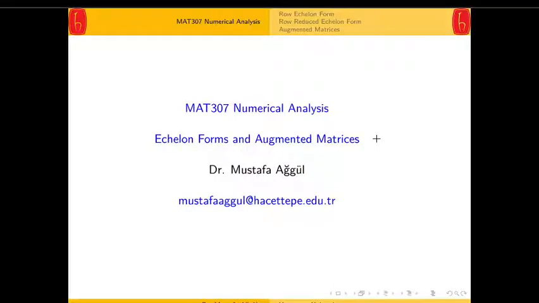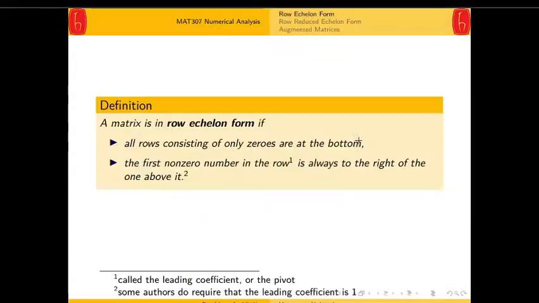Welcome to MAT 307 Numerical Analysis class. In this lecture, we're going to introduce echelon forms and augmented matrices. First, we start with a definition.